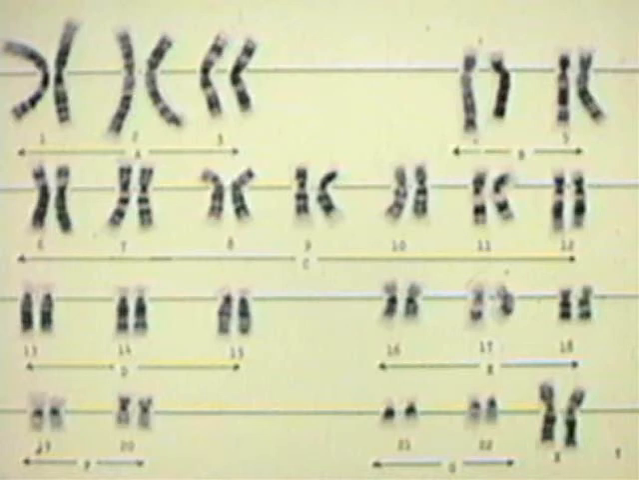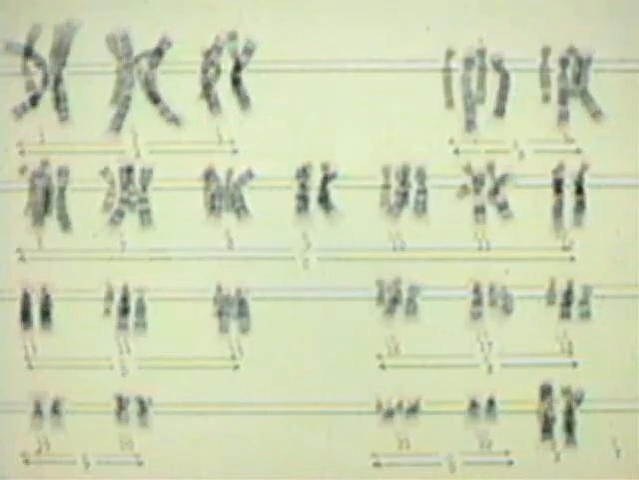The sex chromosomes are the last pair, or your 23rd pair, and if the person has two X chromosomes, they're female. An XY chromosome means a male. This is a normal female karyotype for a human being because there are 46 chromosomes.